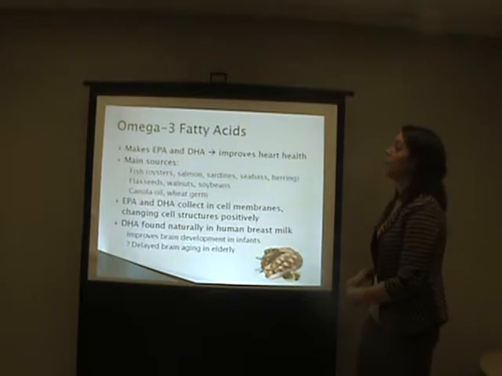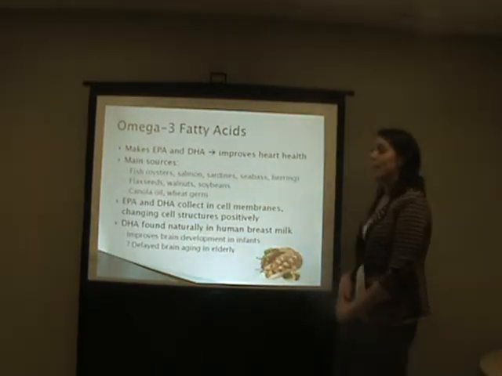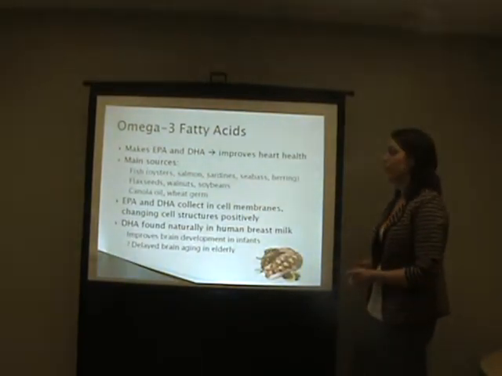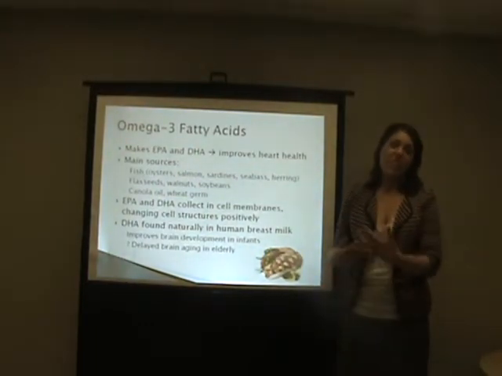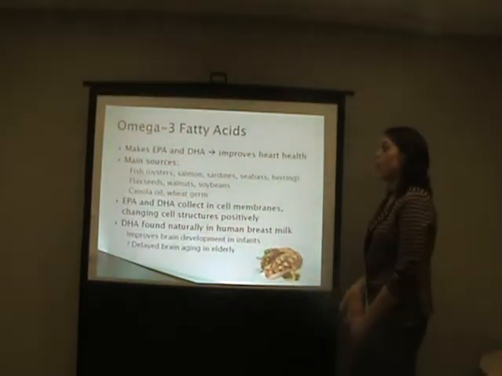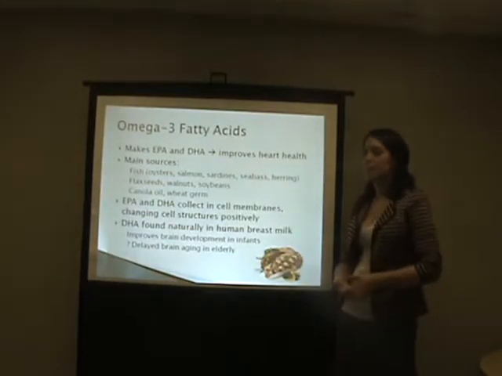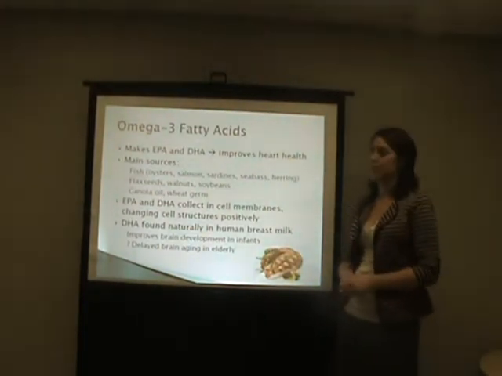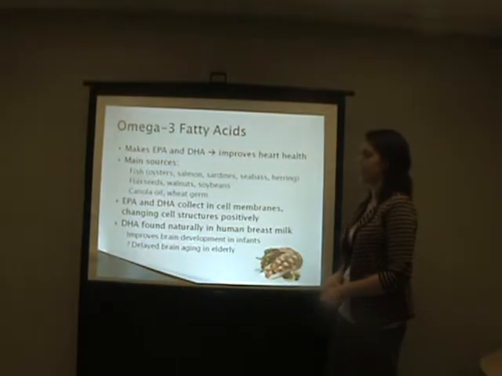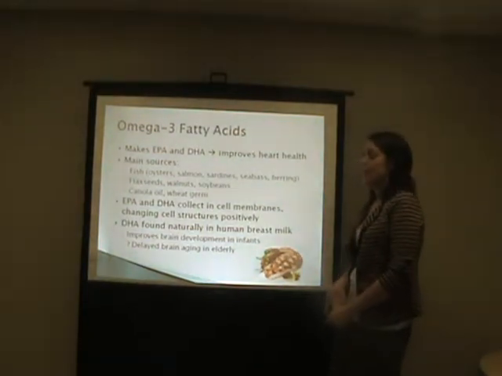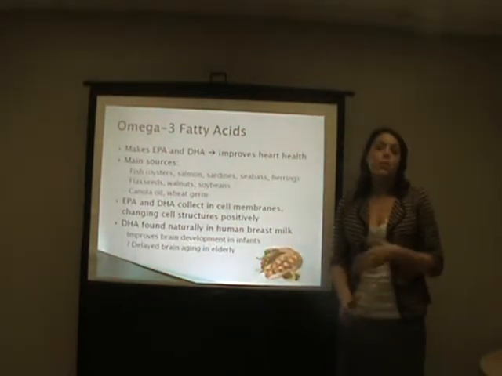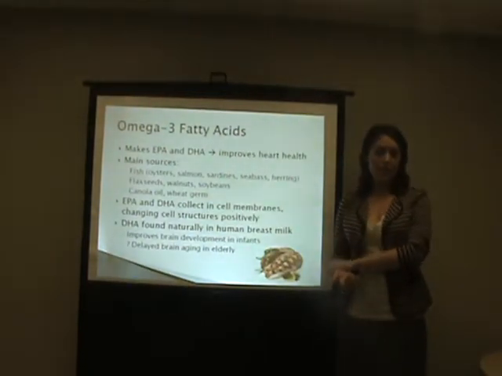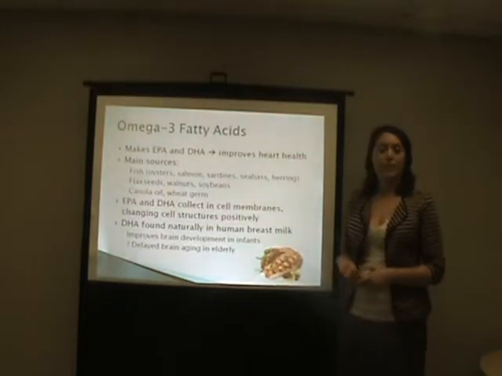Let's talk a little bit about the omega-3 fatty acids. These make EPA and DHA, which improve heart health. The main sources, a lot of times people think of omega-3 and they think of fish, fatty fish like salmon. Also other things like sardines, sea bass and oysters. These are all excellent sources of omega-3. You can also find it in flax seeds, walnuts, soybeans, canola oil, wheat germ. These are important sources for vegetarians to have if maybe they don't eat fish or if you have an allergy to fish.